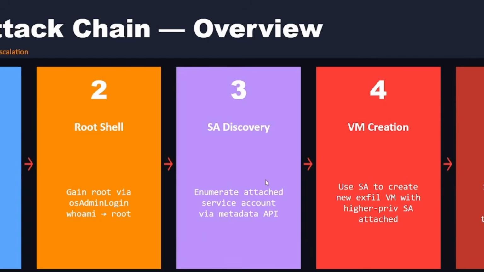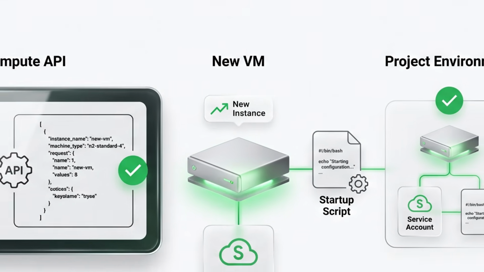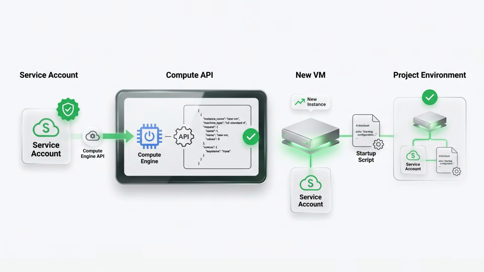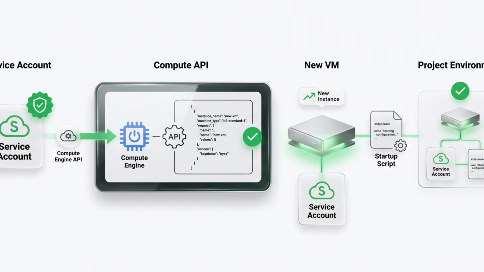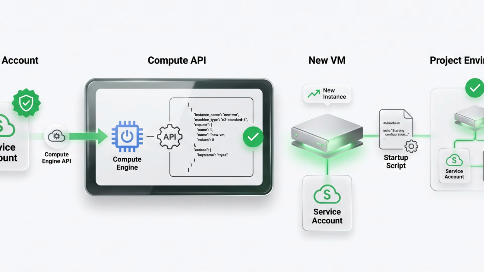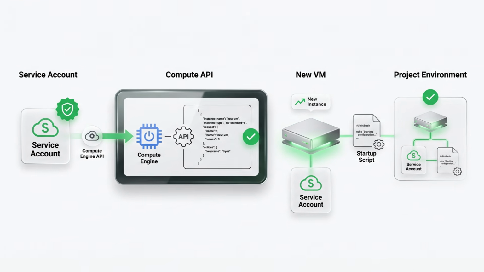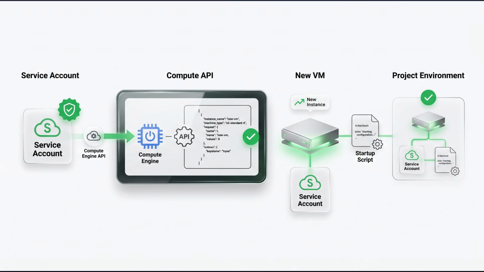Alright, step 4 is VM creation. This is where things escalate significantly. It turns out vm-sa-staging has permission to create new Compute Engine instances and to attach other service accounts to those instances. You write a Python script using the Compute Engine API, create a brand new VM, you can call it anything, and specify that the highest-privilege service account should be attached to it. You also embed a startup script here.